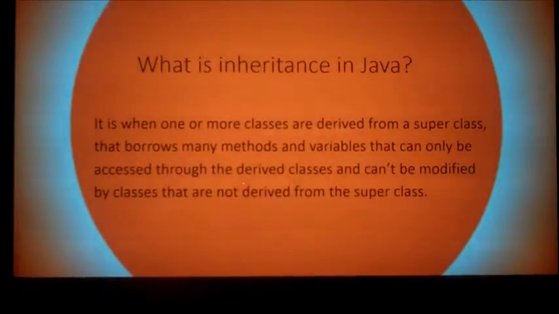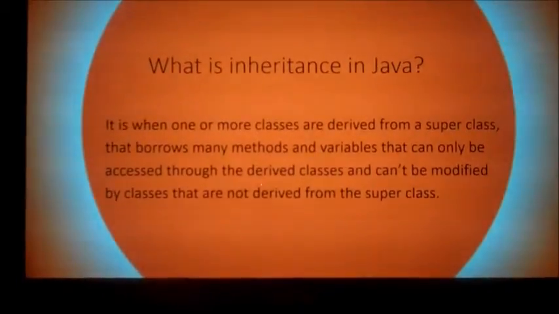is that one or more classes are derived from a superclass. That just means that they can borrow any number of methods and variables that can only be accessed through the derived class and can't be modified by classes that are not derived from this. Now, that may sound really complicated, but it's actually a lot simpler than it seems.